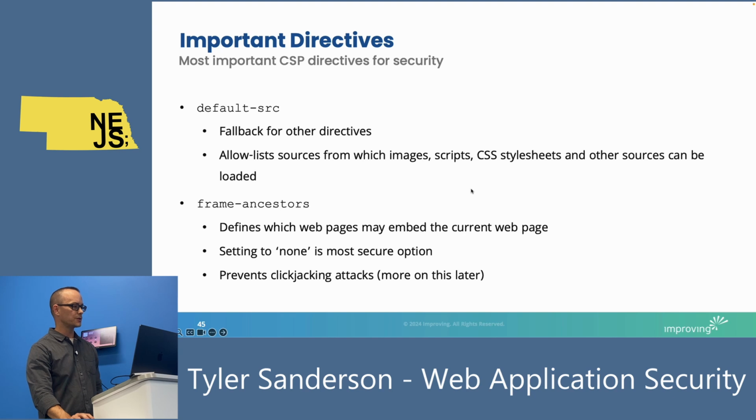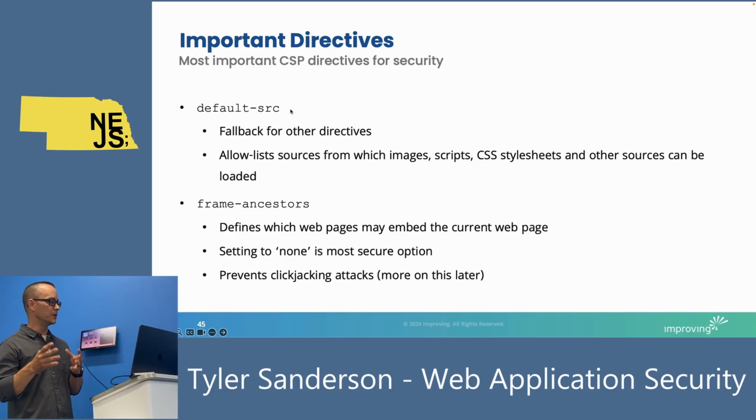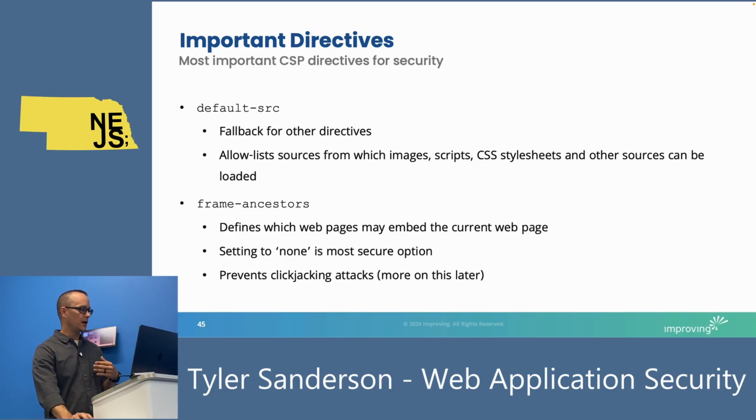So some important directives from a security standpoint. The default source, this is a fallback, so there's a lot of different directives, and if you don't specify them all, well then it's going to use the default source as a fallback. So you'll want to keep this one narrowly scoped, and then you can open up the other ones like for JavaScript, for images, for client-side API calls, then you can control those separately and open those up as needed.